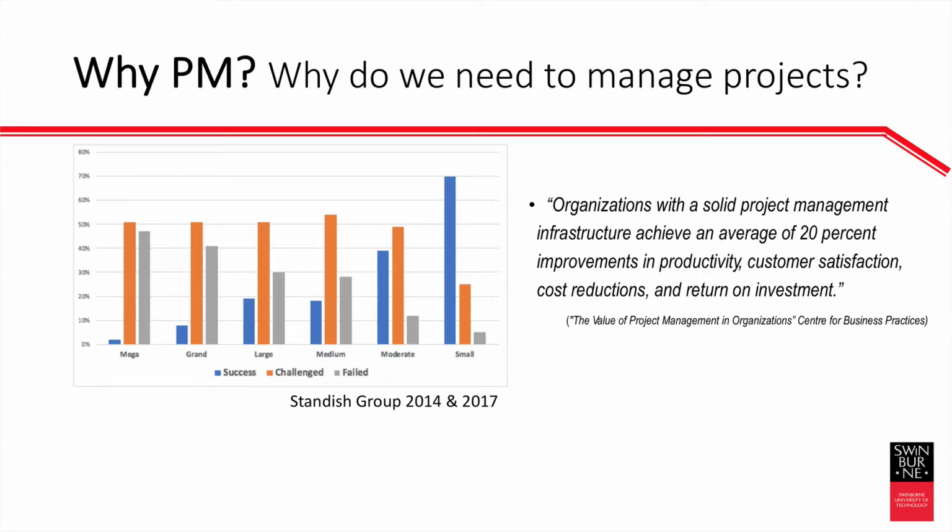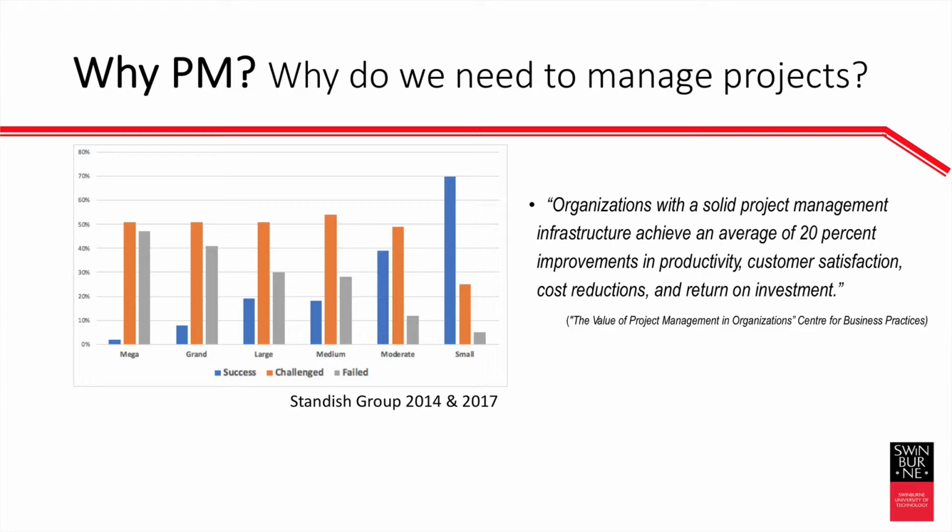So why do we need to manage projects? Organizations with a solid project management infrastructure achieve an average of 20% improvements in productivity, customer satisfaction, cost reduction, and return on capital invested. That's a pretty substantive gain, particularly when we're talking significant sums of money. And as we can see by this chart, the larger the project, the more likely it is to be challenged or to fail. Small projects of less than $1 million are more likely to be a success.